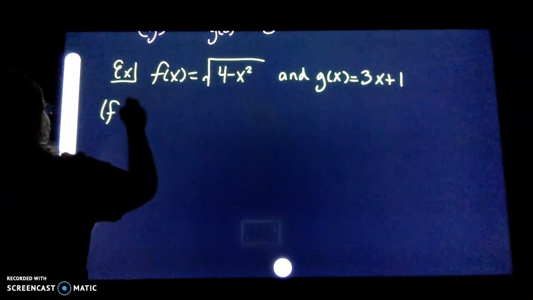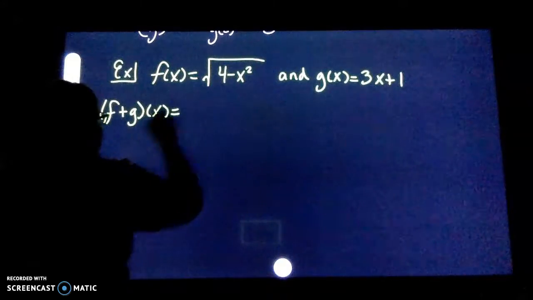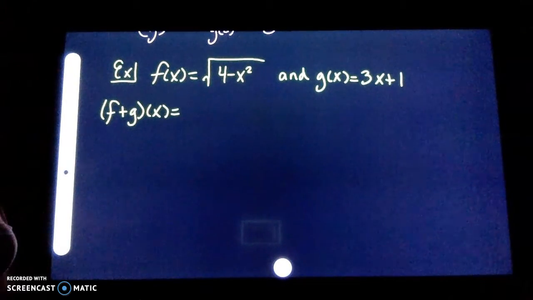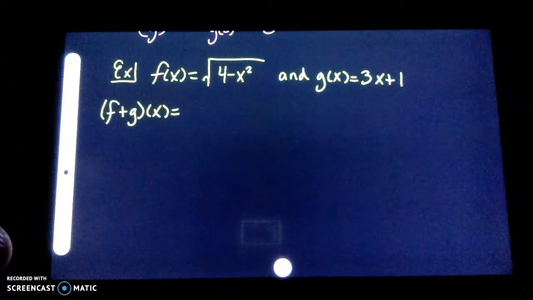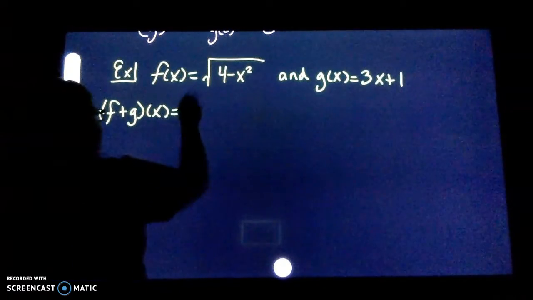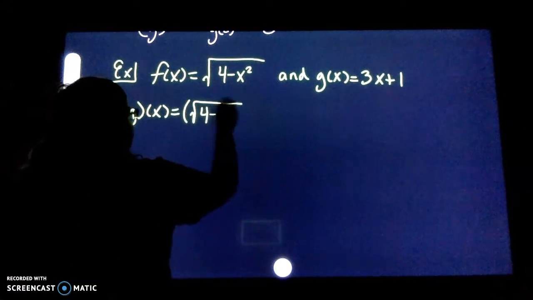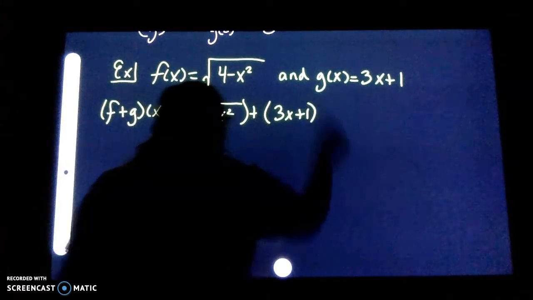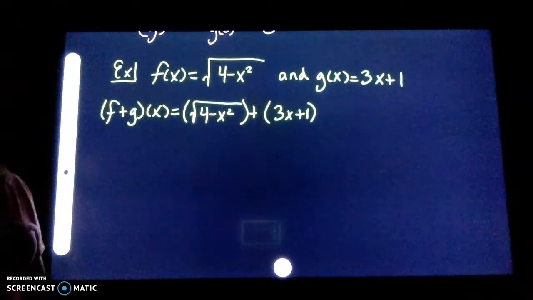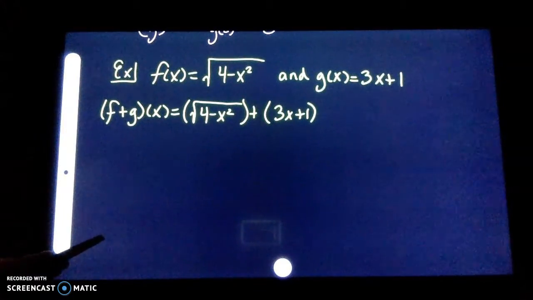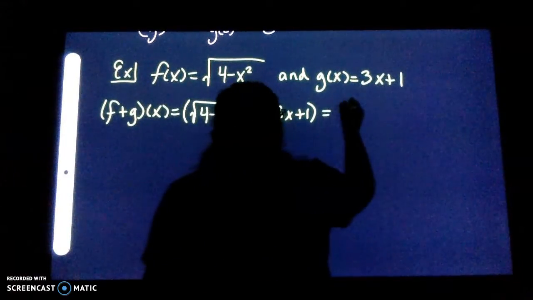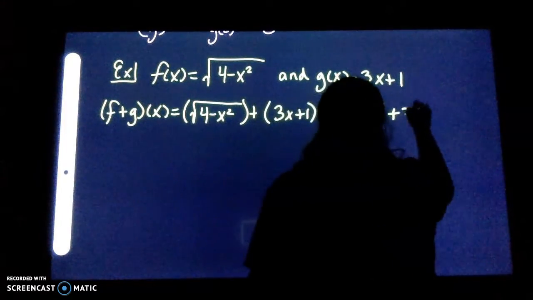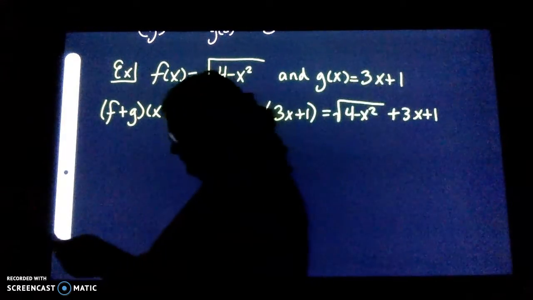I'd like to start by finding f plus g of x, so the addition of these two functions. I know it looks a lot scarier because there's a radical in there, but it doesn't change the way I process this. So I'm still going to take my f function with x plugged into it, plus my g function with x plugged into it, and I'm going to combine like terms. There's nothing here that I can combine, so it just stays the square root of 4 minus x squared, plus 3x plus 1.